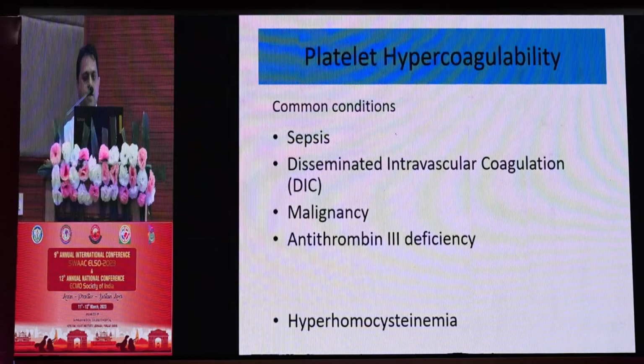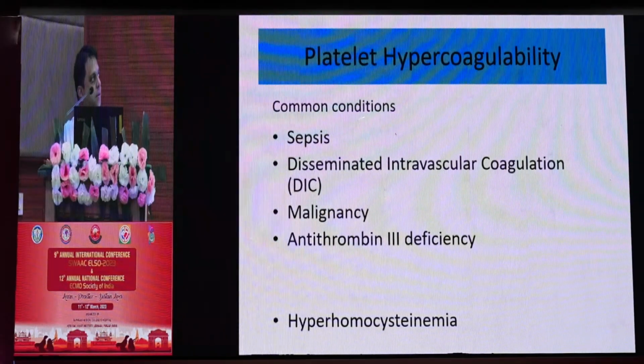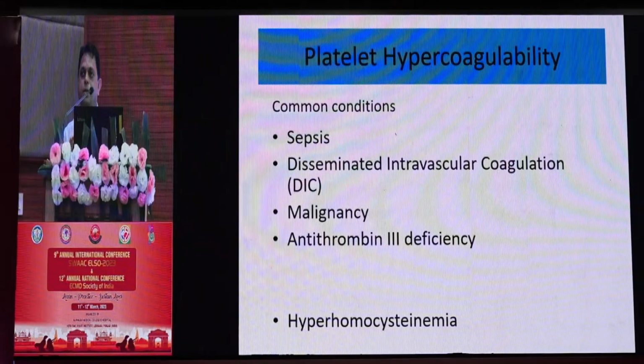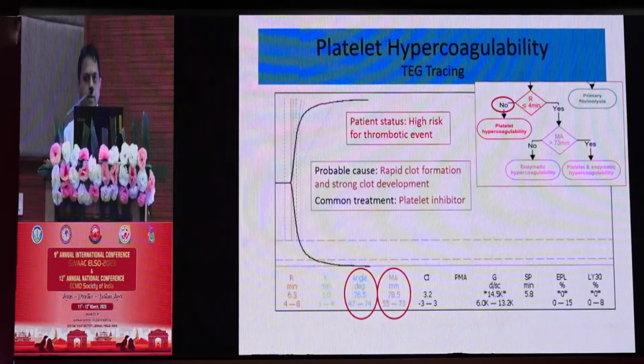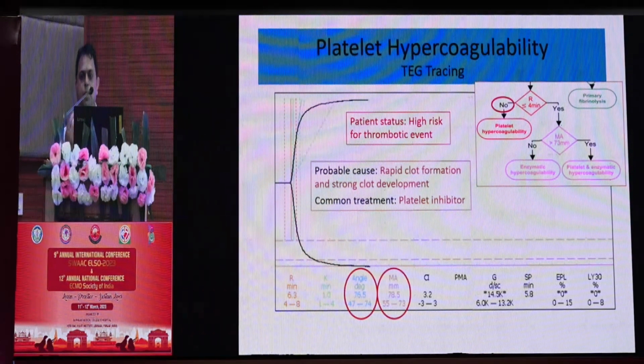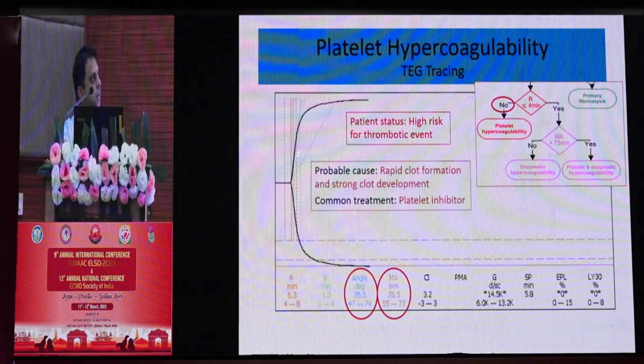Now you have platelet hypercoagulability. This is because of sepsis, DIC, malignancies, and sometimes antithrombin deficiency. Now this we are also seeing more often, and of course hyperhomocysteinemia, which is a major cause of stroke in young patients. So, if you have platelet hypercoagulability, this is how it could look because of a rapid clot formation. You can see here this high alpha is because of a rapid clot formation.